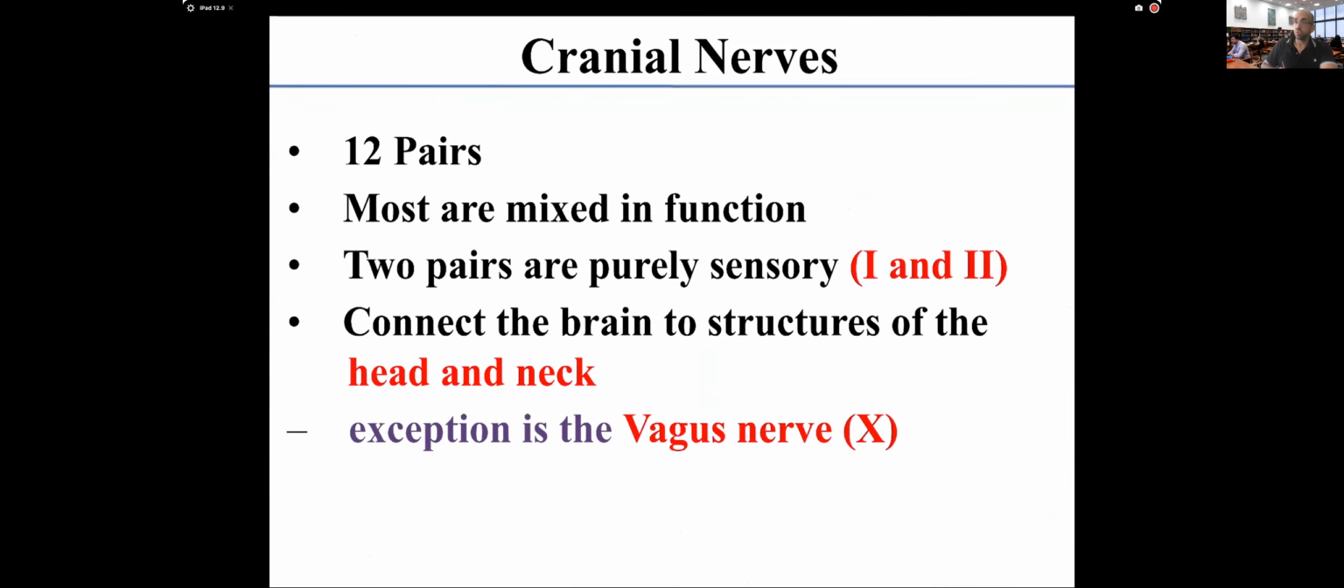Moving on to the cranial nerves. Cranial nerves, we've got 12 pairs of cranial nerves. Most of them are mixed nerves. What I mean by a mixed nerve, again, is that it contains nerve fibers that are conducting sensory impulses and other nerve fibers that are conducting motor impulses.